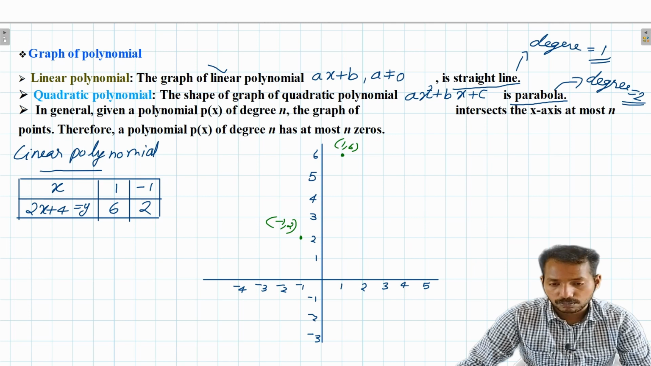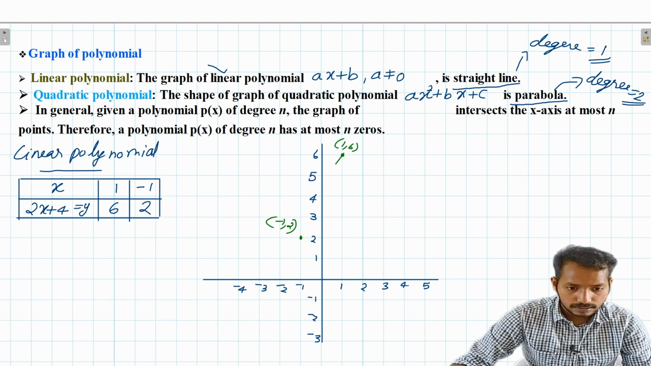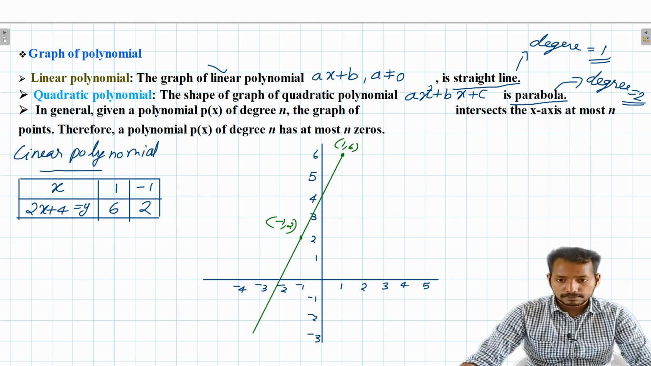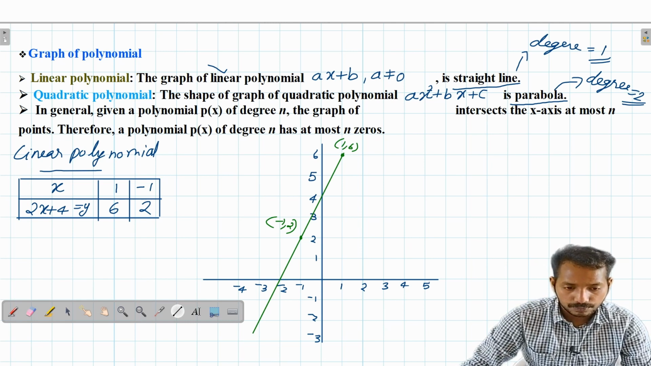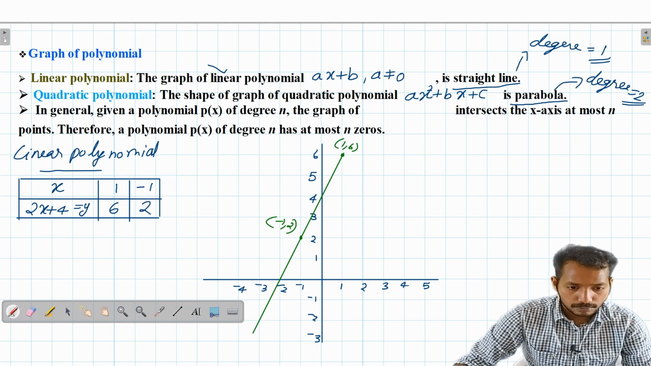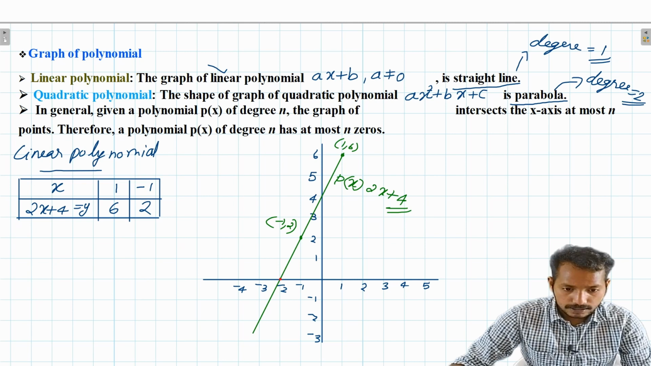Now let's join these 2 points to get the graph of this linear polynomial. So now see, this is the graph of the linear polynomial y equal to, or p of x is equal to 2x plus 4. Now see here, this graph intersects the x-axis at this point.